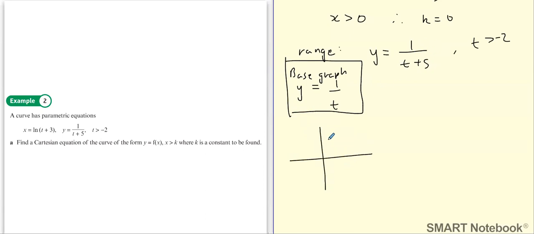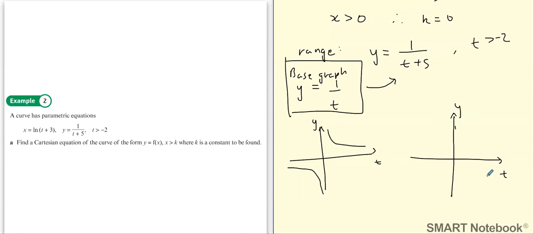We know what 1 over t looks like. Here's y, here's t. 1 over t looks like that. But now I need to somehow transform it to this graph. What transformation has taken place from the base graph to the graph that we want? I want you to type that answer to that question in the chat. What transformation is going to take me from the base graph to what we want?